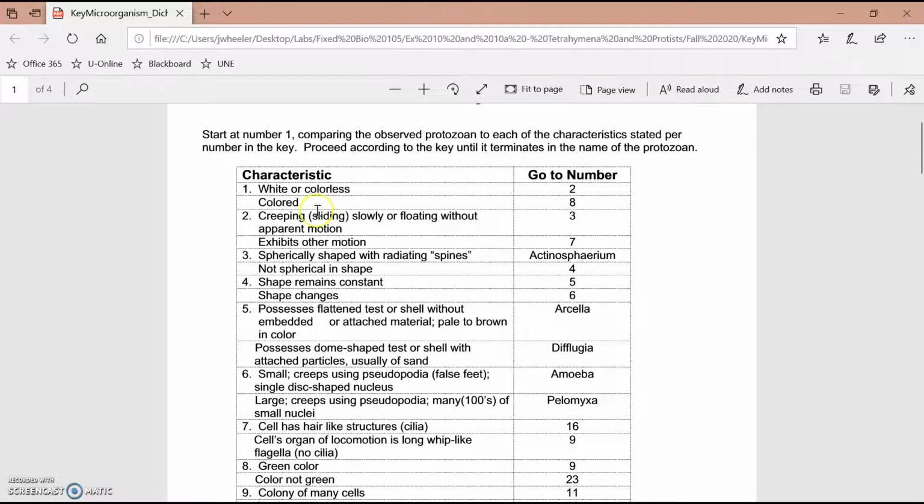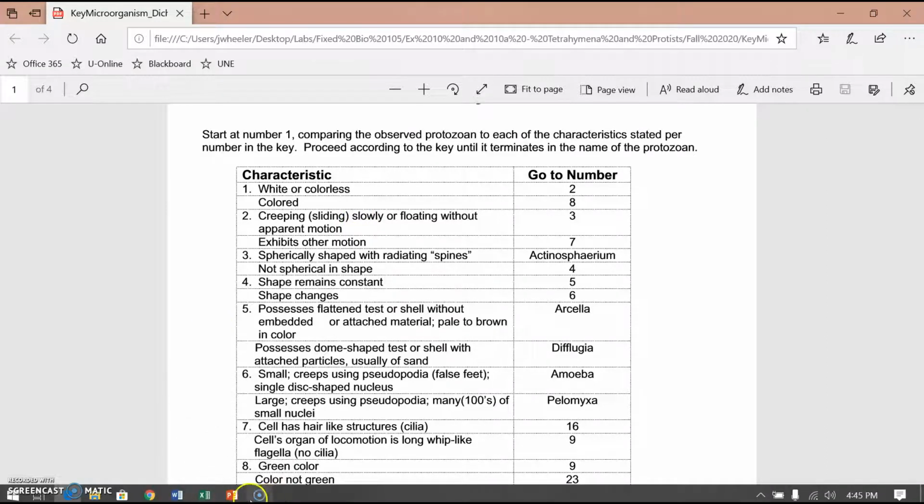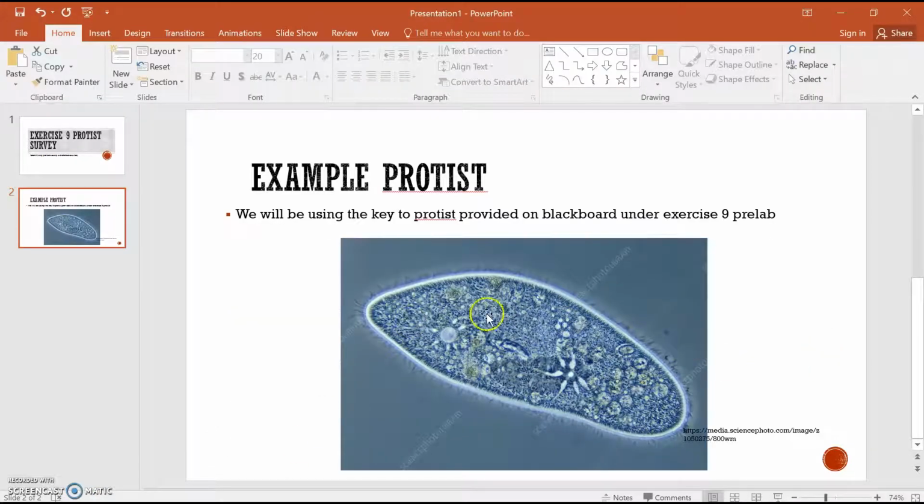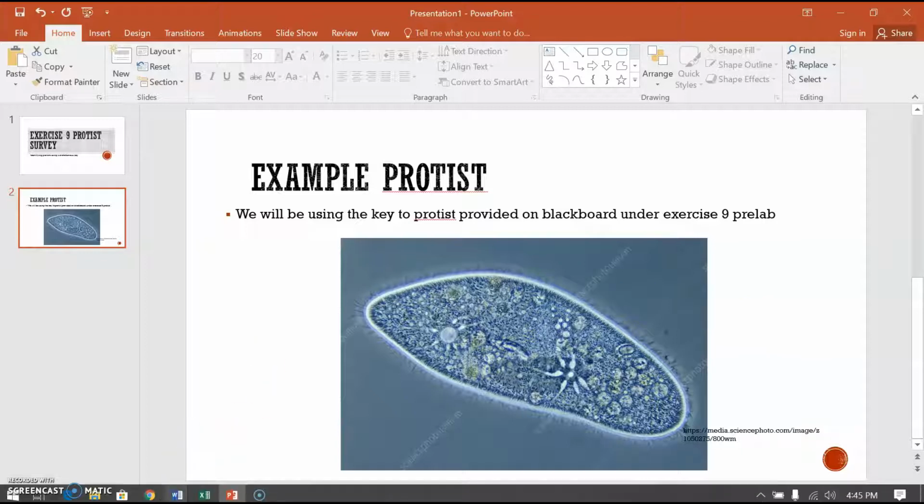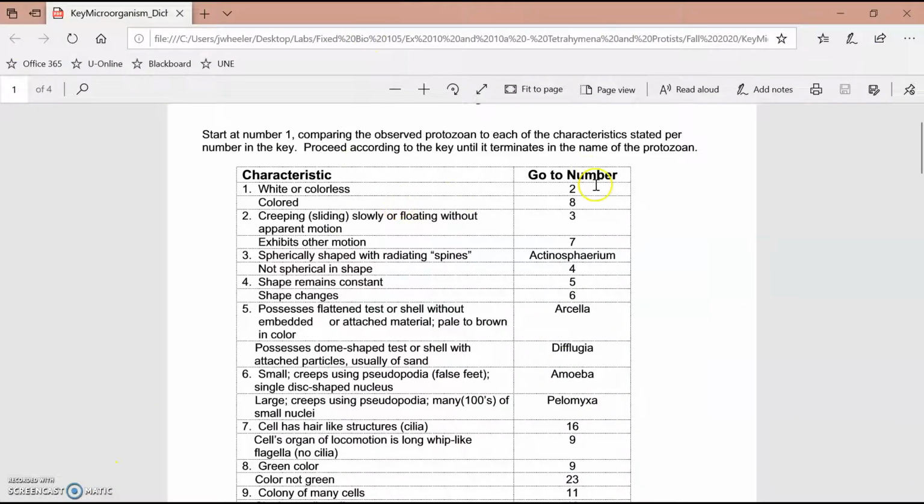So our first question here in characteristics is: is it white or colorless, or does it have colors to it? If we keep flipping back and forth here, we can see that this is basically colorless. If we were going to have a colored organism, it would be like dark green or brown, or there'd be some very obvious color, but this guy's almost transparent. So we're going to say that that is white or colorless. So we go back to our key. Our key says to go to number 2.